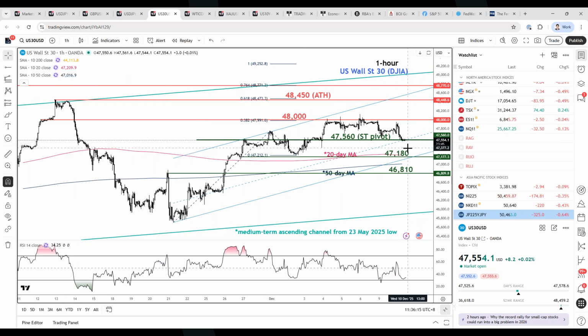Only a bearish breakdown below 47,560 will see a deeper corrective pullback towards the next support zone at 47,180, 46,810. That confluence with the 20-day and the 50-day moving average closely as well. So that's for the Dow Jones Industrial Average.